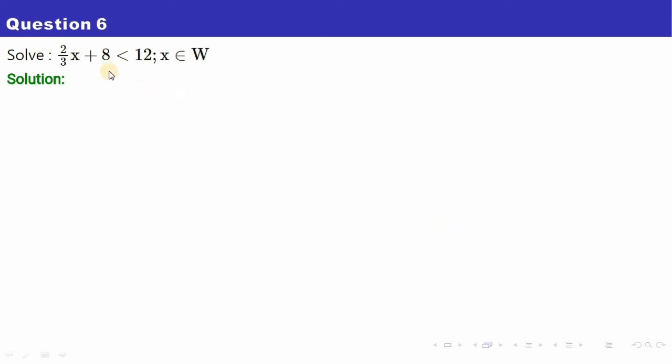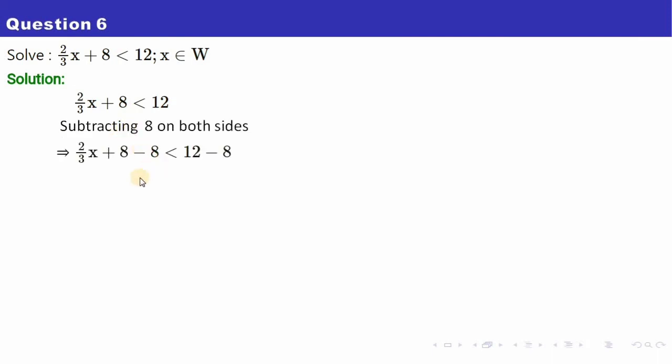The question says we need to solve this where x belongs to whole numbers again. That is, the replacement set is the set of whole numbers in this case. This is given to us. Again, we don't have any x on the right hand side, so no need to worry about that. But we want to get rid of this 8, so we need to subtract 8 on both sides. After that we get this much. So 8 and minus 8 get cancelled, so we get 2x by 3 is less than 12 minus 8, which is 4.